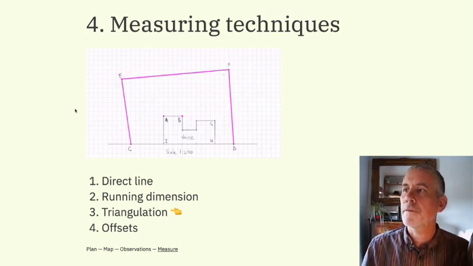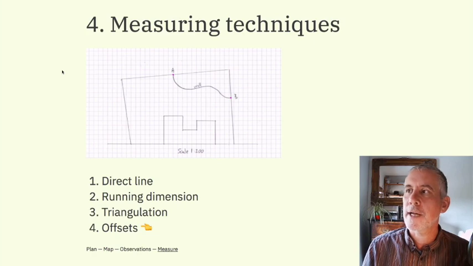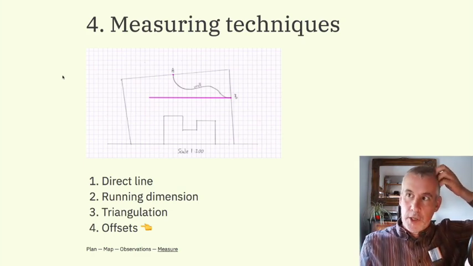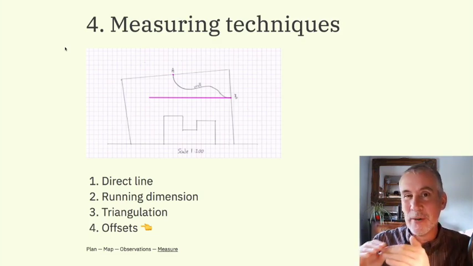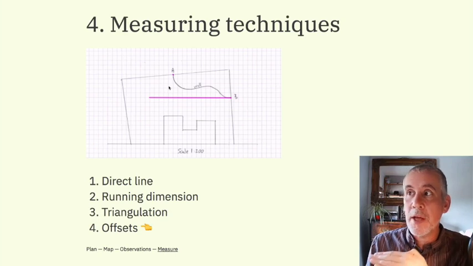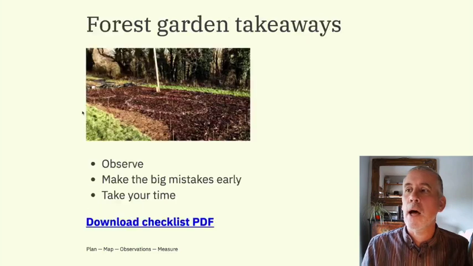And then you use that same method to find the rest of the lengths. And finally, offsets. You've got an irregular shape, and you lay out a tape measure at right angles to the house, so you know where to take a measurement from. Then using another tape measure, you measure up at regular intervals, and then you have the shape, and you plot that shape onto your map. Okay, blimey, that's the end of that.